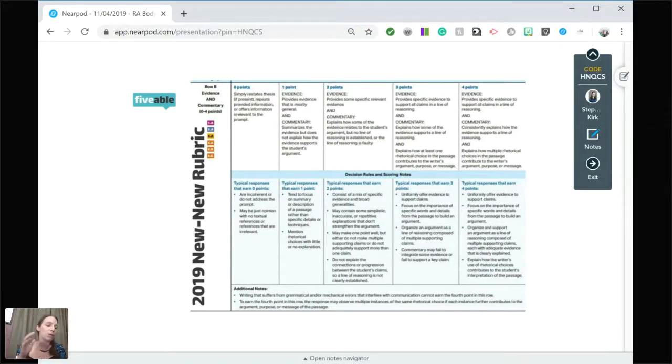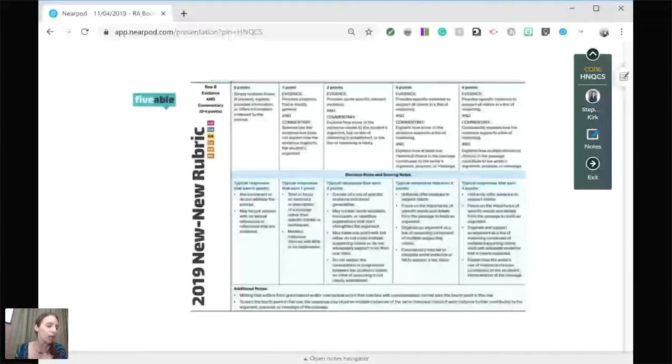So, typical responses. Notice the way that it brings it down with this one. That's why I think this one is so much better than just the generic rubric, okay? So this one says they uniformly offer evidence to support the claim, uniformly. So they're going to do it all the way through the response. It focuses on the importance of the specific words and details to build an argument. Words and details. Check mark, because right there you just heard from AP what they want you to write about. The words and the details.